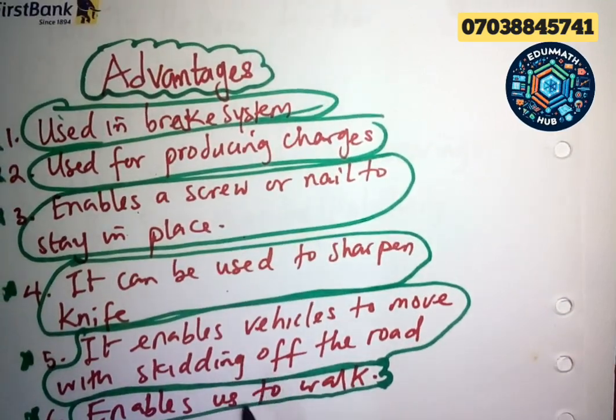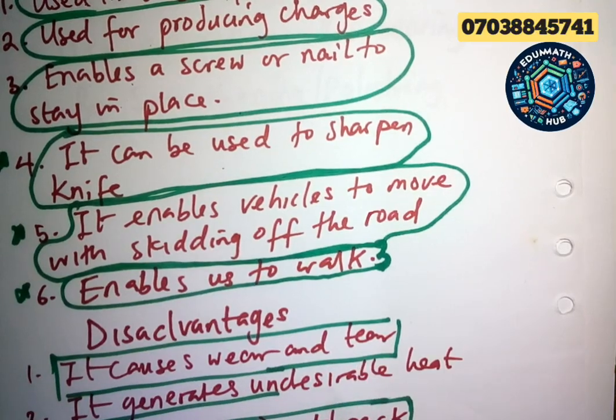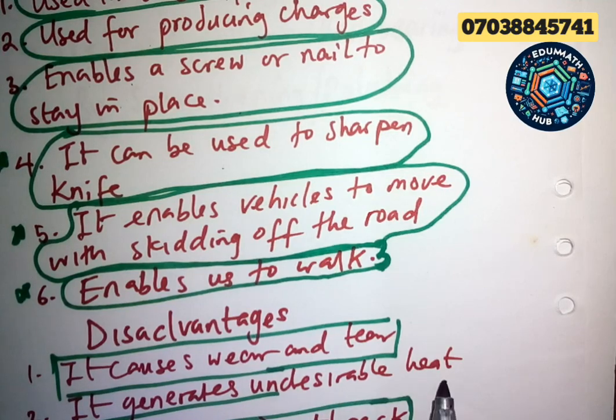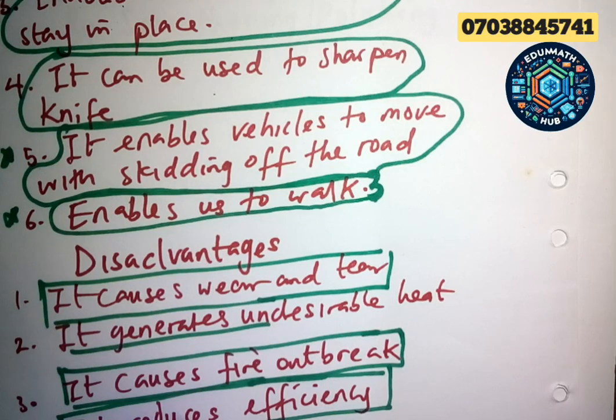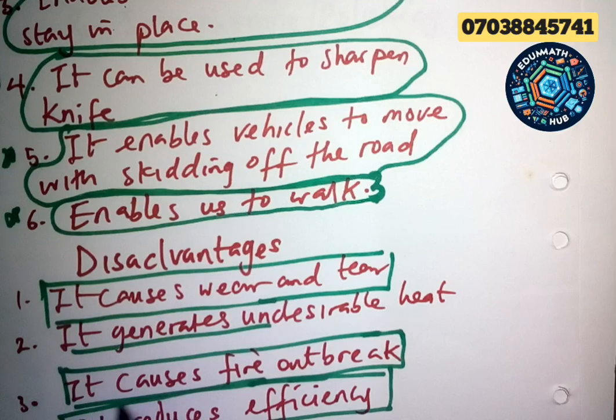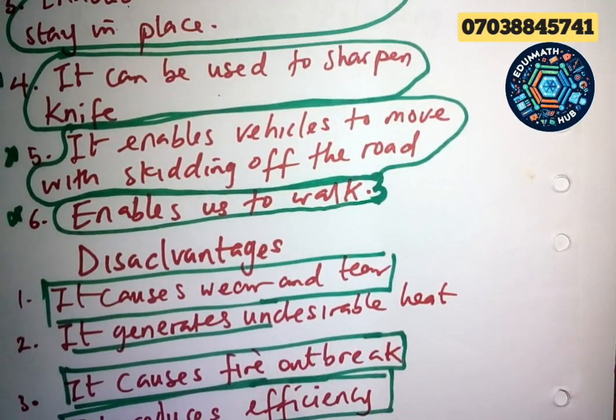Friction also has its own disadvantages. Friction causes wear and tear. When you have two bodies in contact and they are moving and scratching each other, over time it will cause wear and tear. It also generates undesirable heat. When two metals are rubbing each other over a long time, it will generate heat, and this heat is undesirable. It also causes fire outbreak. The heat from this can cause fire outbreak.